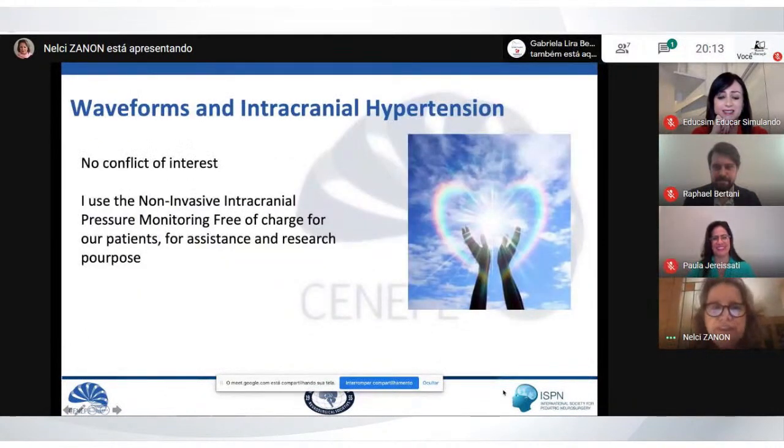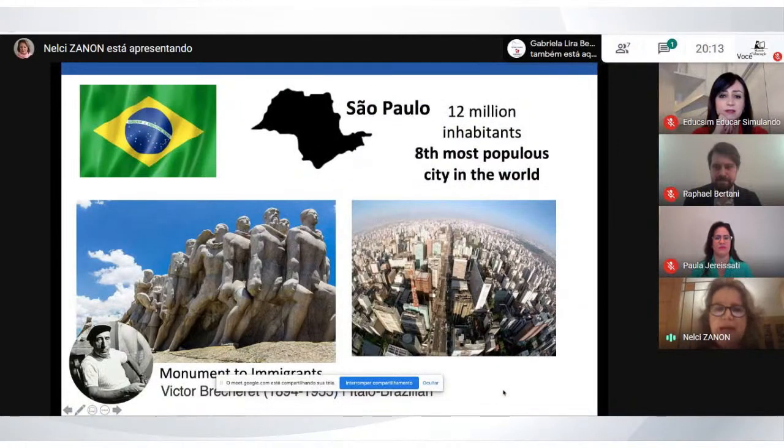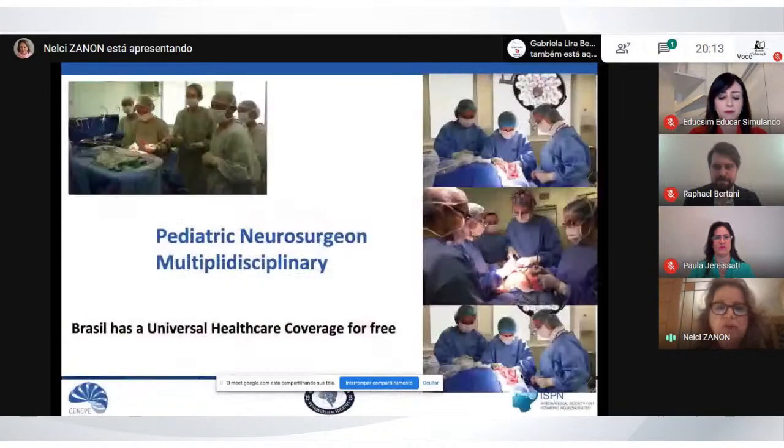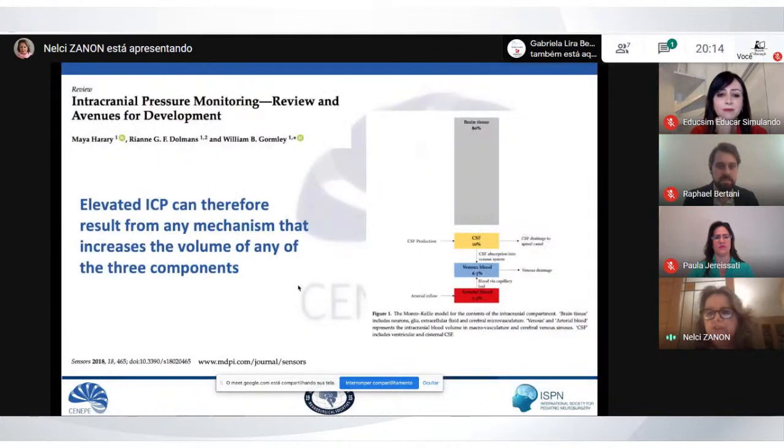Okay, no conflict of interest. I just use a waveform to improve the care of my patients. I'm working in São Paulo, an immigrant city, and on the left side is a monument to the immigrants from Becheré, an Italo-Brazilian artist. Pediatric neurosurgery usually works in a team, and I work in both private and public practice.